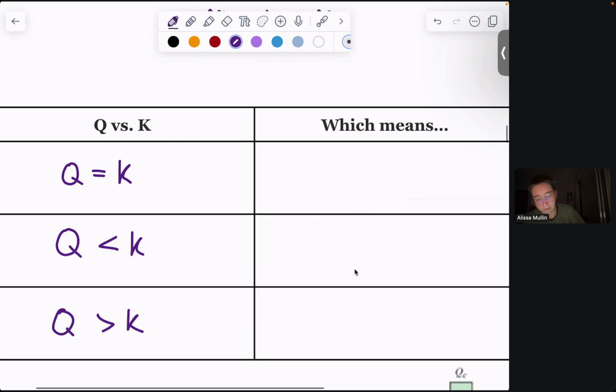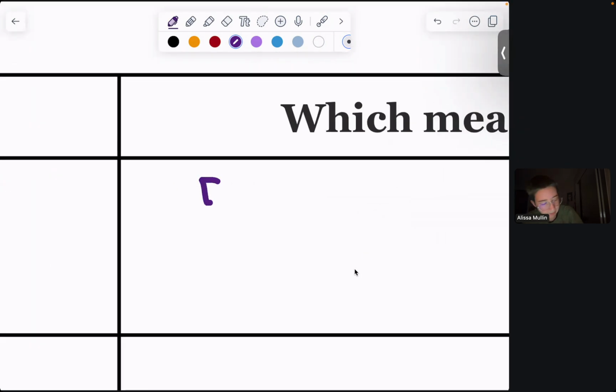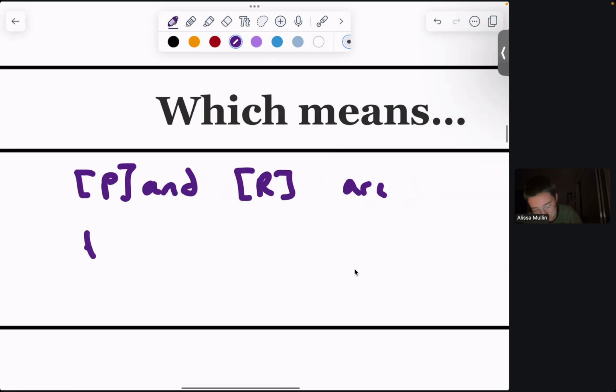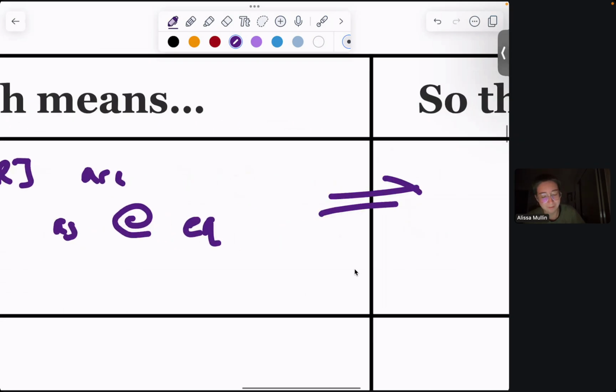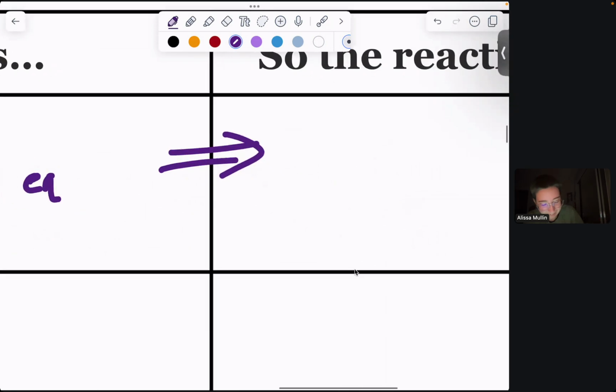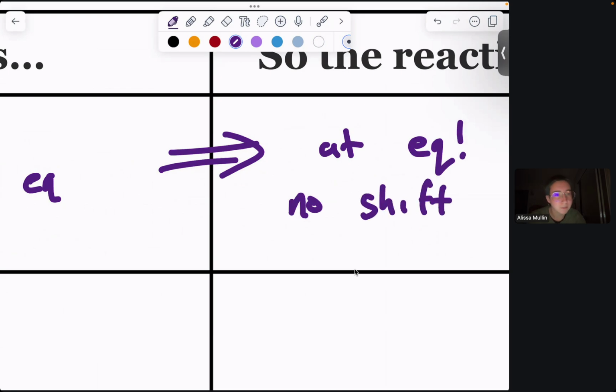Cool. So if you do this calculation and they're the same, that would indicate to you that the concentration of products and the concentration of reactants are the same as what you would have at equilibrium, right? So that means that, oh, hey, I'm at equilibrium. We did it. So no shifting occurring. The rate of your forward reaction and the rate of your reverse are equal. It's just going to sit at that point.